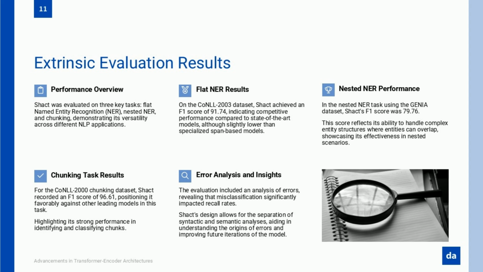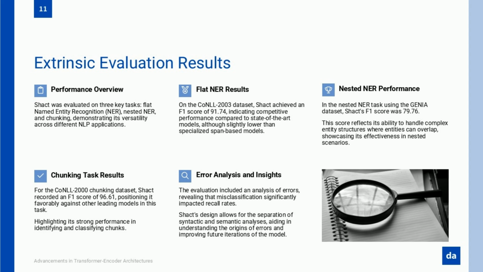In the chunking task, SHACT achieved one of its highest scores, a remarkable 96.61 F1 on the CoNLL 2000 dataset. Chunking involves grouping words into syntactic units like noun or verb phrases, which is crucial for understanding sentence structure. SHACT's performance in this area demonstrated its ability to classify and identify chunks with precision, further proving its adaptability across NLP applications. But what struck me most was the researchers' focus on error analysis.